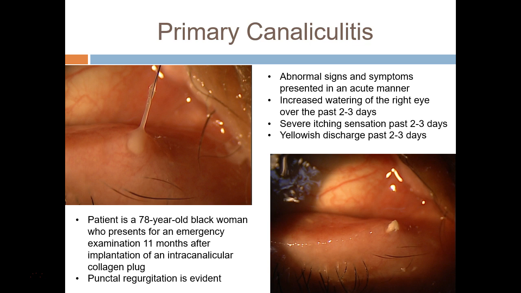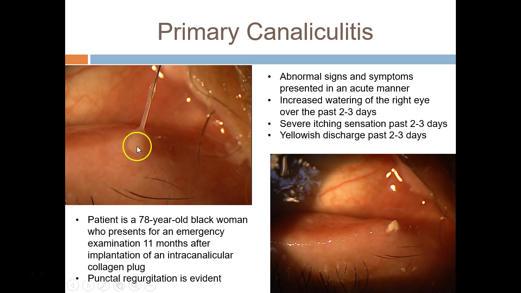I've been doing punctal occlusion for 25 years. I've done really tens of thousands of the procedures. So most of the time it works real well for me, and most of the time I have no complications. So I was thinking maybe this was a person that had some type of secondary canaliculitis because of the history of the plug.